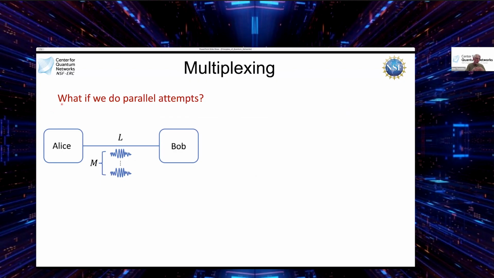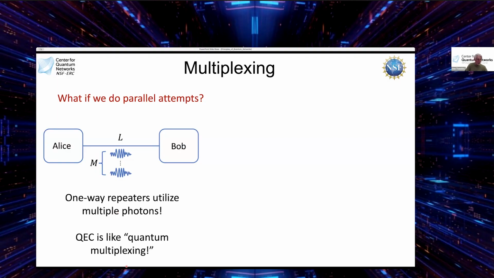Multiplexing refers to that we can essentially do things in parallel. In the case of, let's say, a one-way repeater, what we can do is take this logical qubit, encode it into lots of physical qubits, and then transmit all of those qubits in parallel. You can think of it as a form of multiplexing.